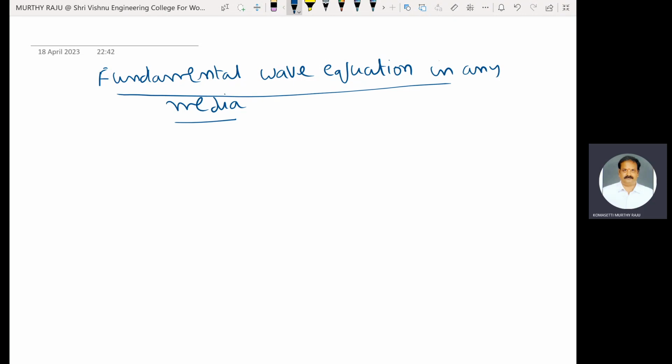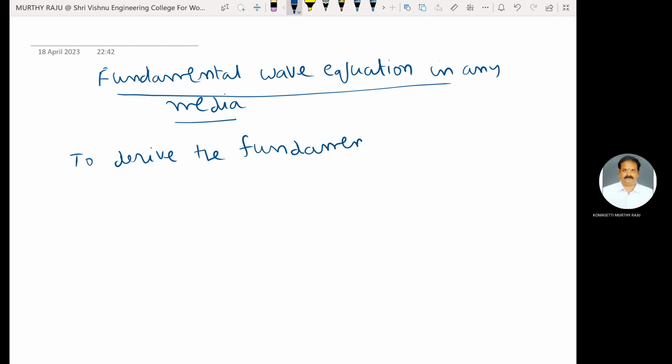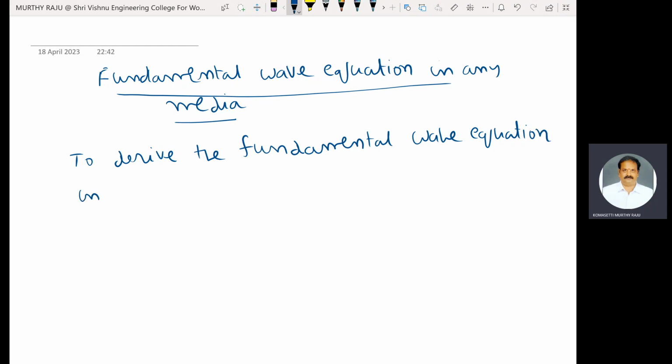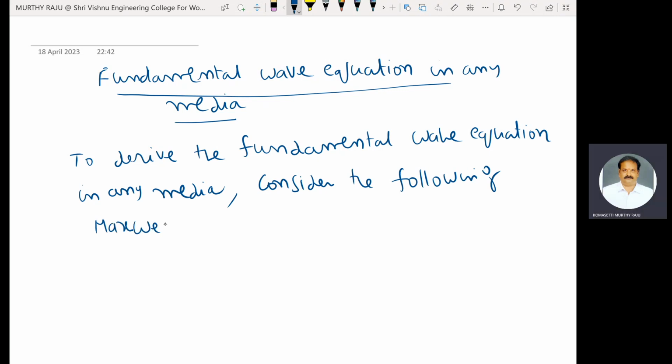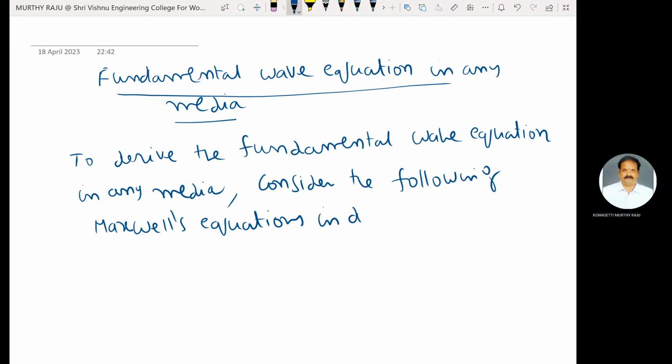To derive the fundamental wave equation in any media, consider the following Maxwell equations in differential form.